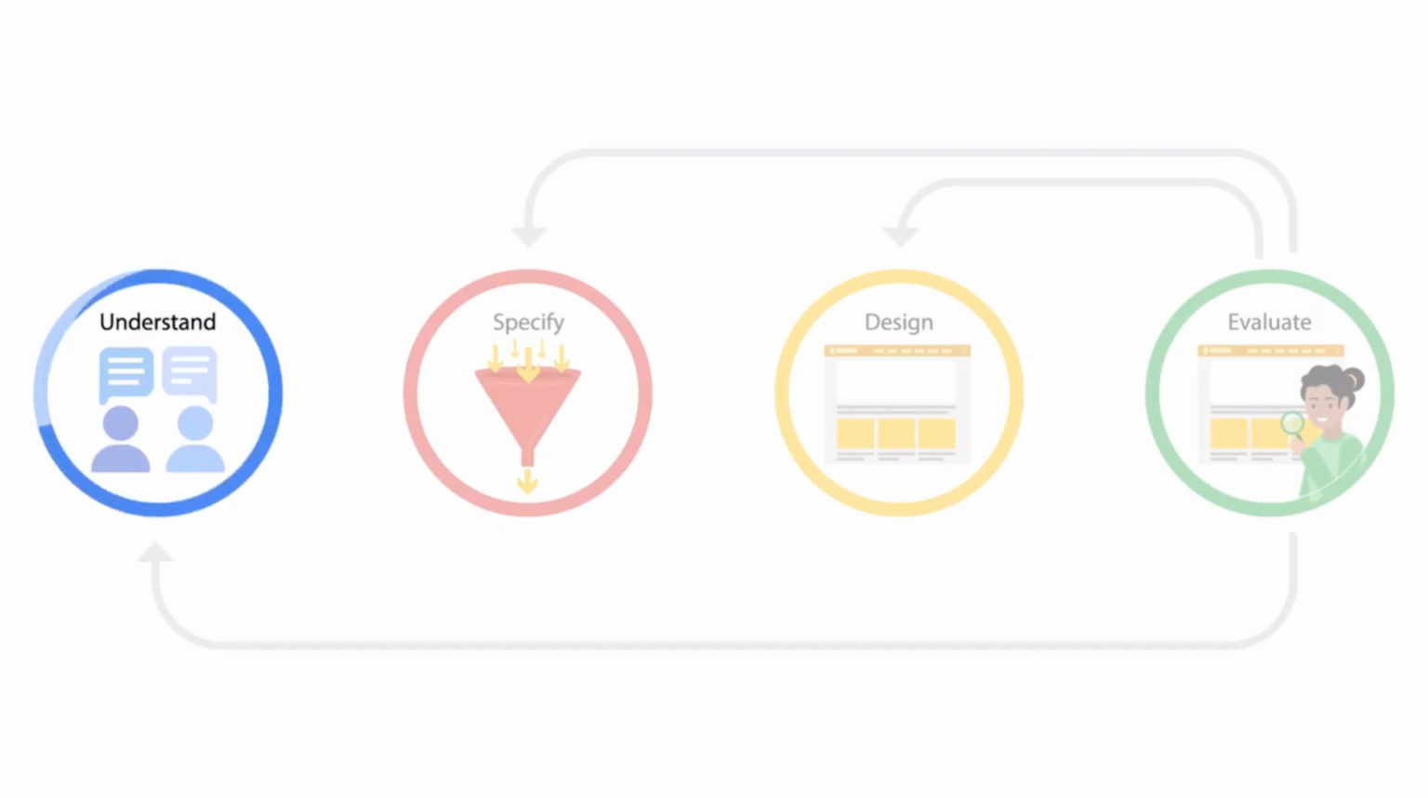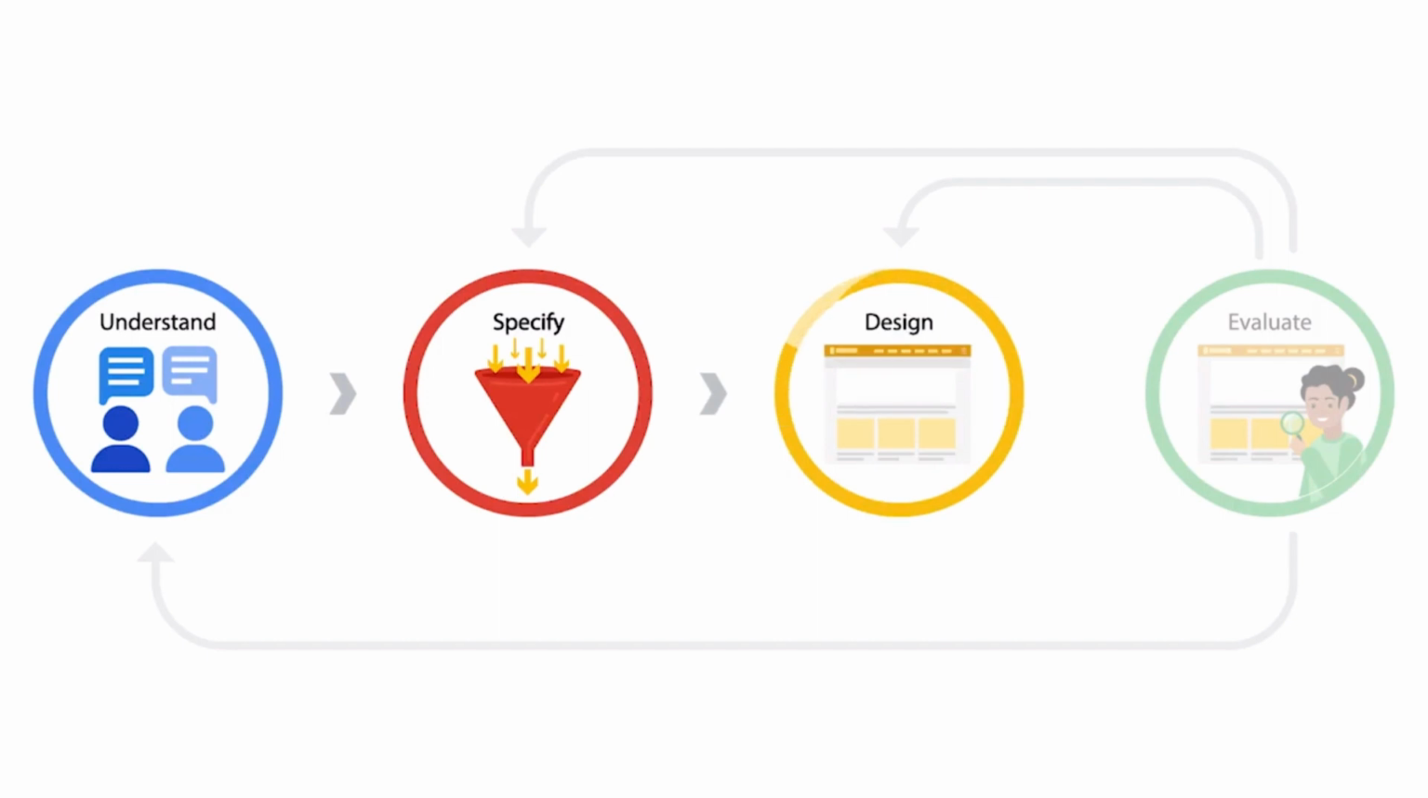First, understand how the user experiences the product or similar products. Really understanding the end user requires a lot of research, and we'll talk more about this later. Next, specify the end user's needs. Based on your research, you'll narrow down which end user problem is the most important to solve. Then, design solutions to the end user's problem.